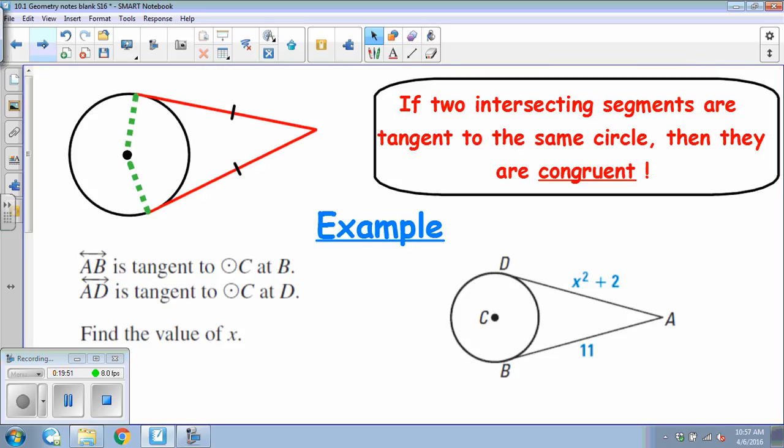The second property, property number 2. If two intersecting segments are tangent to the same circle, then they are congruent. And let me assign these values. So let's say this is circle C. This is point D.